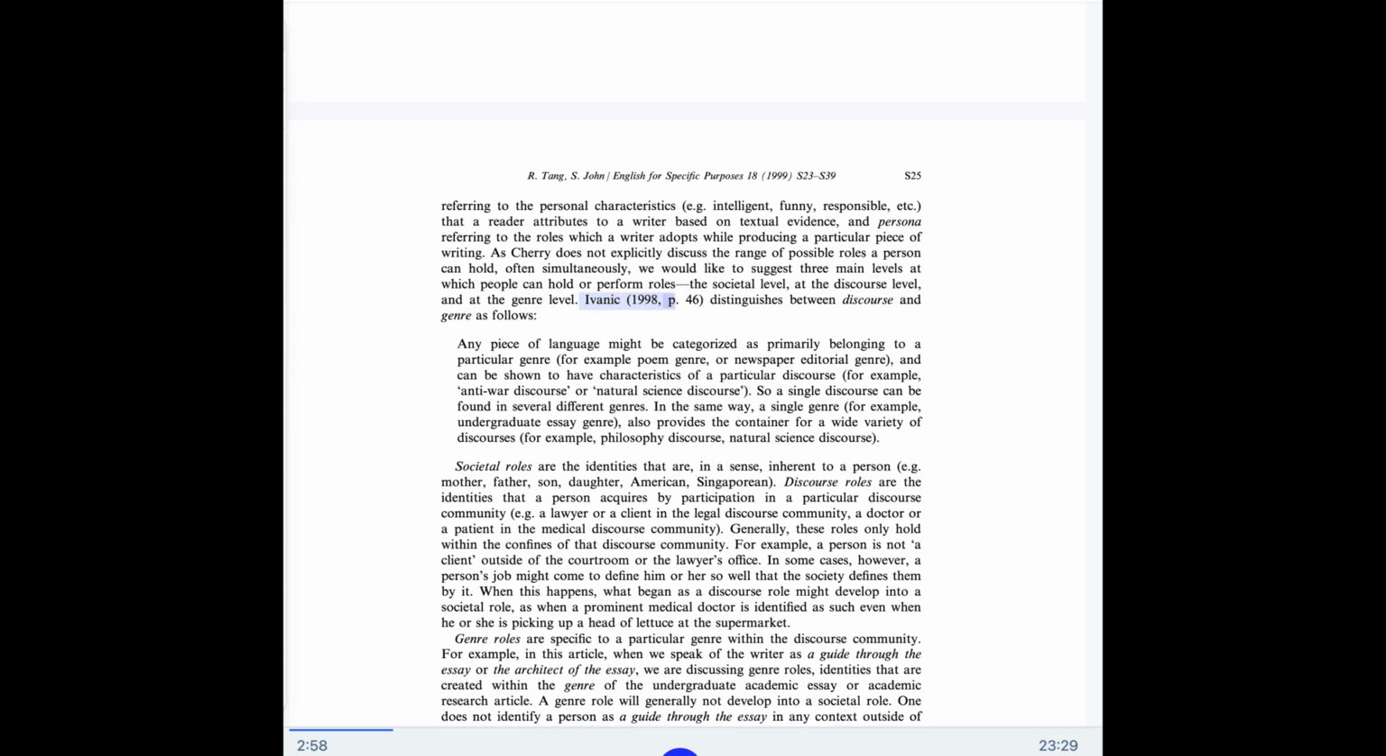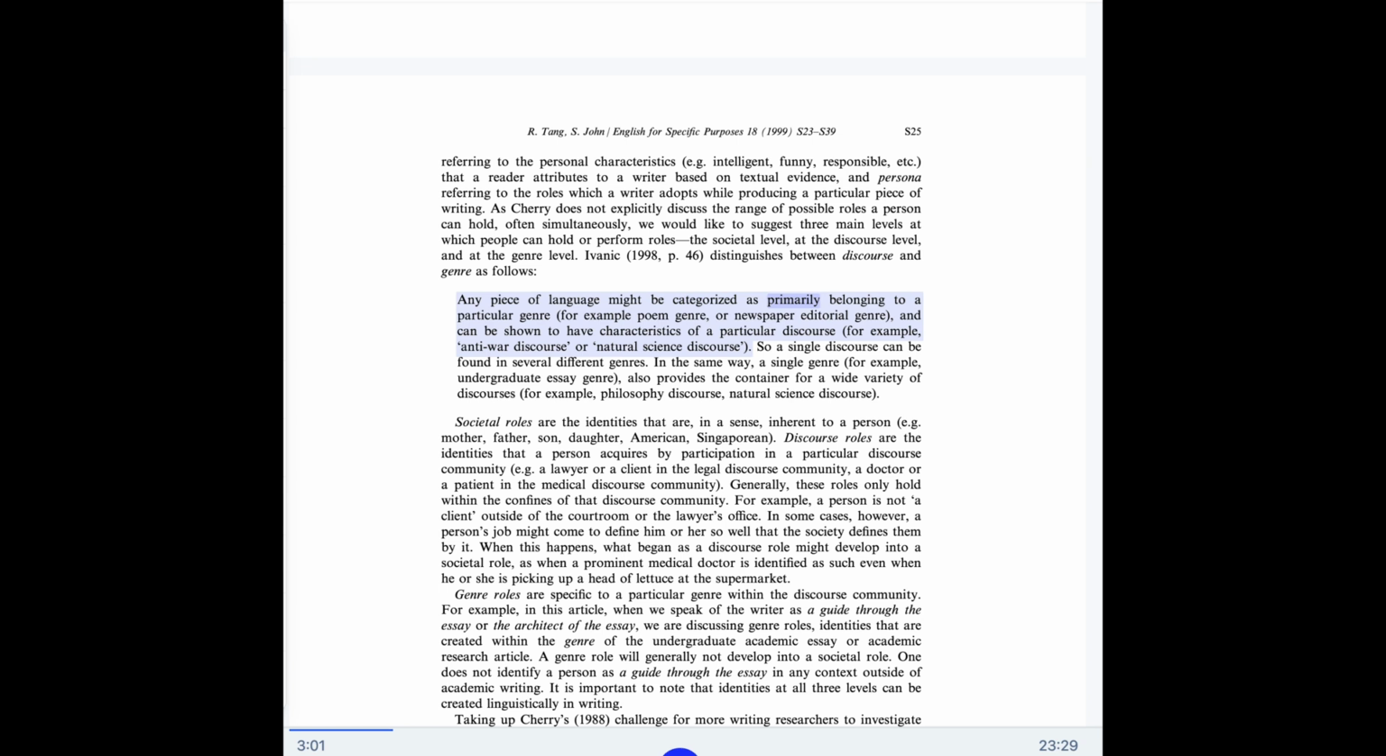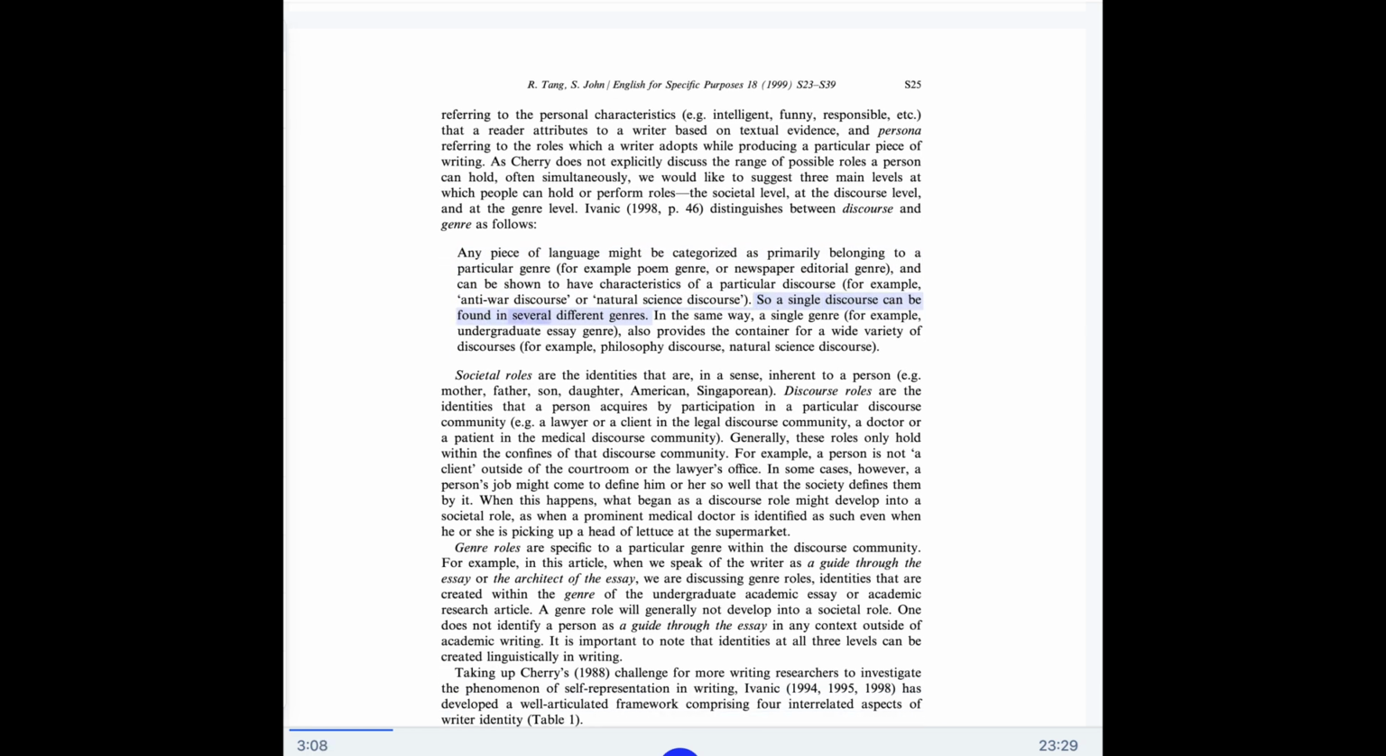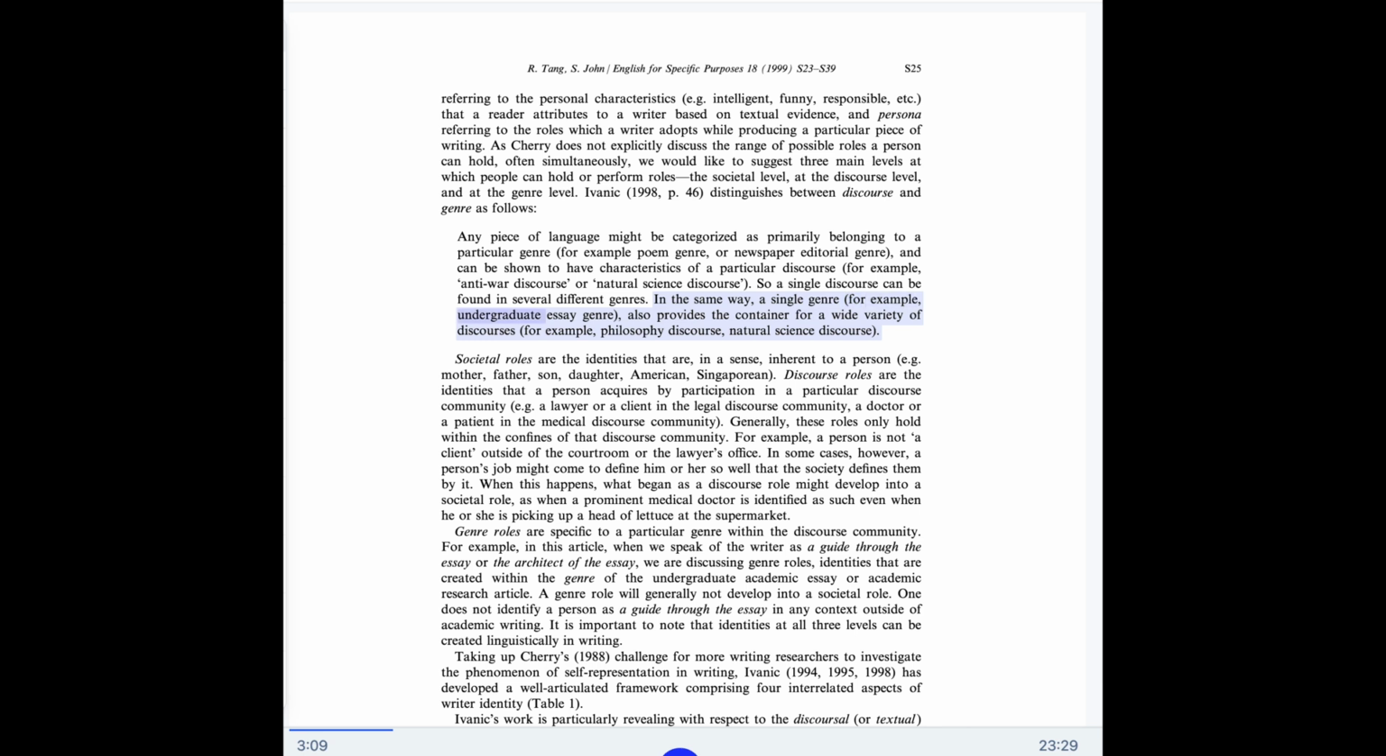Ivanic (1988, p. 46) distinguishes between discourse and genre as follows. Any piece of language might be categorized as primarily belonging to a particular genre, for example, poem genre or newspaper editorial genre, and can be shown to have characteristics of a particular discourse, for example, anti-war discourse or natural science discourse. So a single discourse can be found in several different genres. In the same way, a single genre, for example, undergraduate essay genre, also provides the container for a wide variety of discourses, for example, philosophy discourse, natural science discourse.